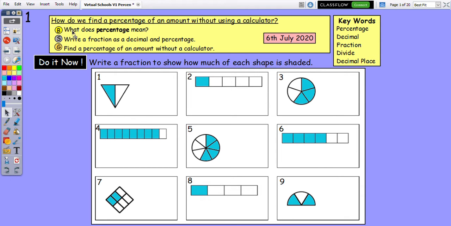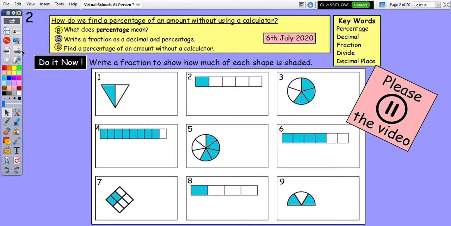As I said, we're going to be looking at finding a percentage of an amount without using a calculator. In order to do that, we're going to go over what percentage means. We're going to convert a fraction to a decimal and then a percentage. And then we're finally going to look at finding a percentage of an amount without using a calculator. So I'd like you to pause the video, do the do now, and I'll go through the answers shortly.